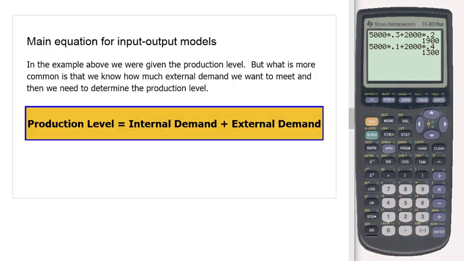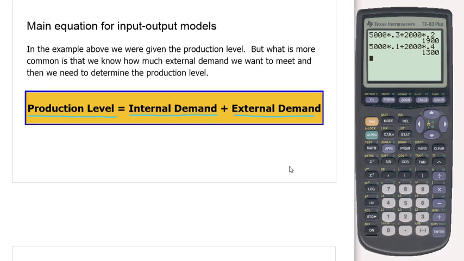So our big overarching equation is that the amount that we produce is equal to the amount that we use up in production plus that external demand. And we're going to use this basic equation to come up with the equation that we're going to use to solve these input-output models.